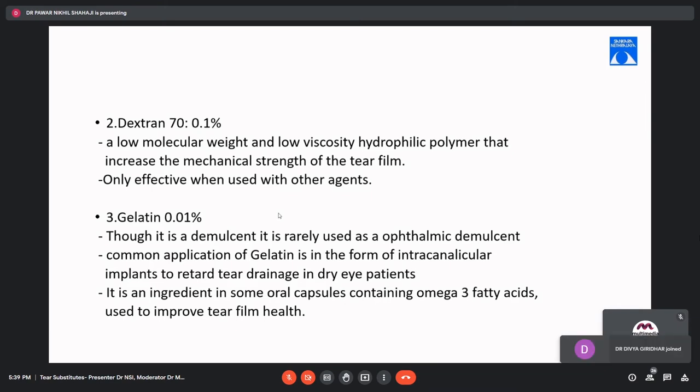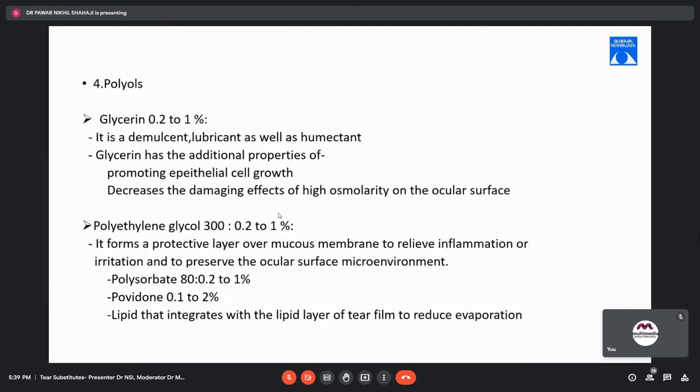Gelatin 0.01%, though it is a demulsant, is rarely used in ophthalmic preparations. Common application of gelatin is in the form of intracanalicular implants to retard tear drainage in dry eye patients. It is an ingredient in some oral capsules containing omega-3 fatty acids. Polyols: first is glycerin 0.221%. This demulsant is a lubricant as well as a humectant. Glycerin has the additional properties of promoting epithelial cell growth and decreasing the damaging effects of high osmolarity on the ocular surface. Polyethylene glycol 0.221% forms a protective layer over mucous membrane to relieve inflammation or irritation and to preserve the ocular surface microenvironment.